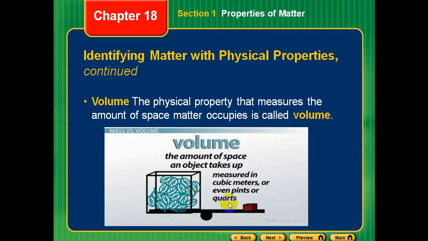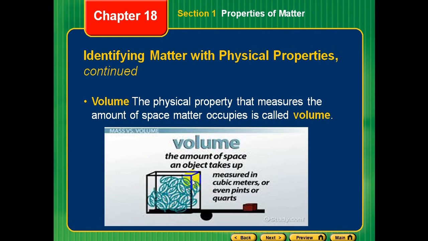Like, I have two boxes here. One box has leaves, and this one may be rock. If you see here, we put them on a balance, they almost have the same mass, but they don't have the same volume. This one takes more space, while this one takes less space. So which one has more volume? Of course, this box will have more volume because it takes more space.